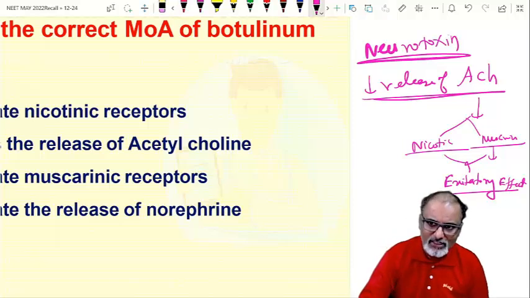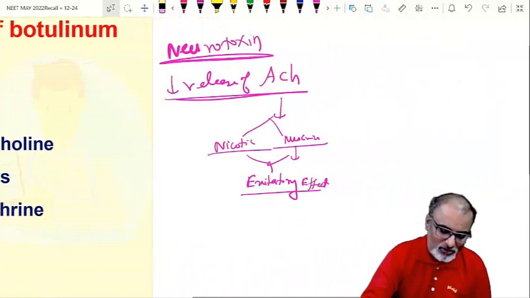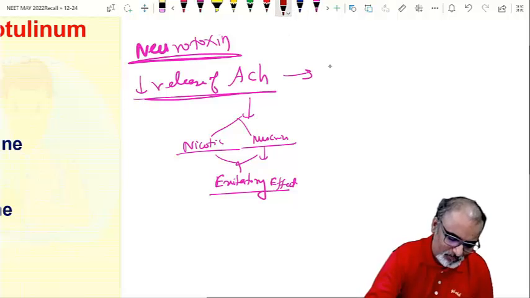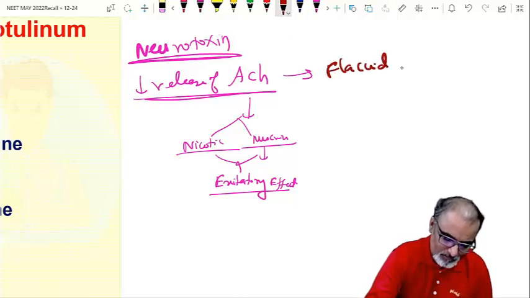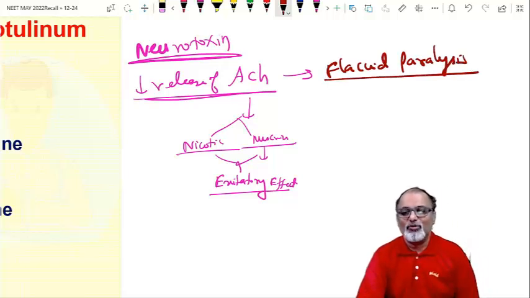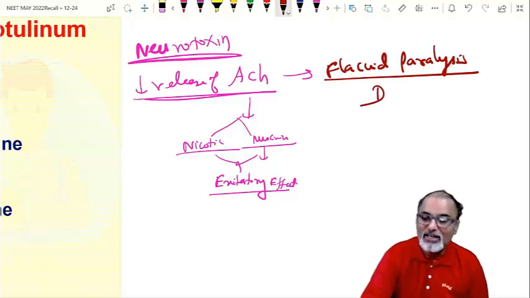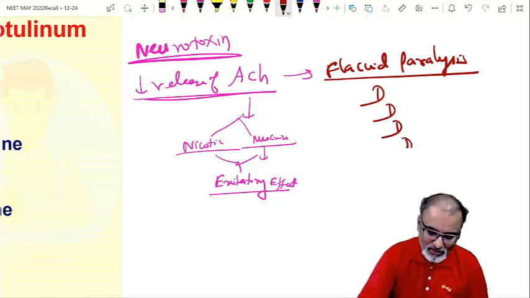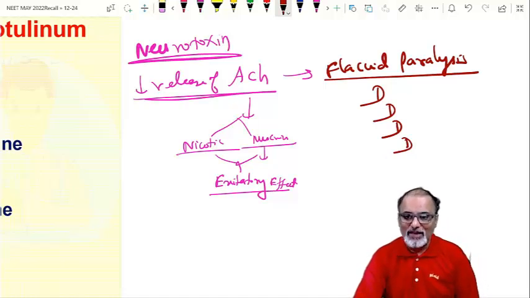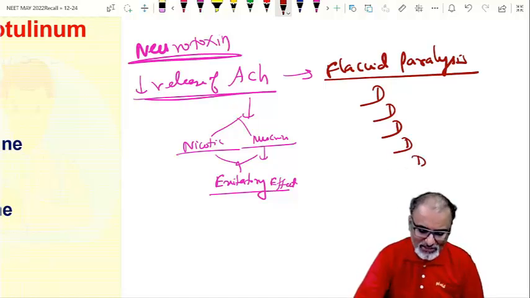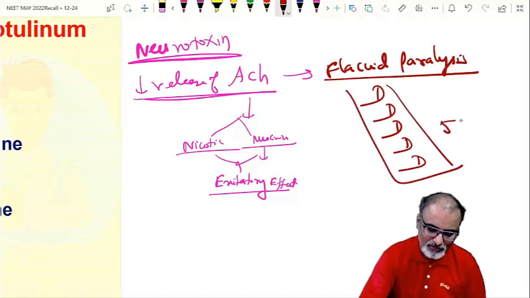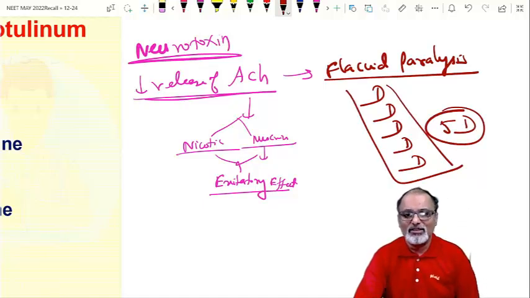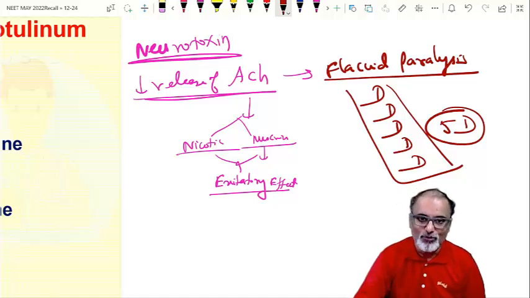Because it inhibits the release of acetylcholine, it causes flaccid paralysis. You know the clinical picture. My mnemonic is 5D: diplopia or double vision, dysphagia, difficulty in swallowing, dysarthria, slurring of speech. Next is descending paralysis and decreased deep tendon reflexes, 5D. And it causes infant botulism, otherwise called floppy baby syndrome.